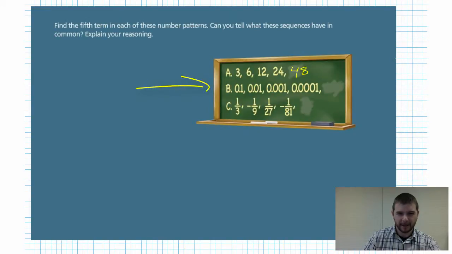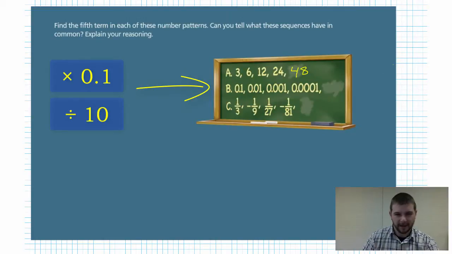B, 1/10 or 0.1, 1/100th or 0.01, 1/1000th, 0.001, and 1/10,000th, 0.0001. Well, this pattern seems pretty obvious, even if we don't recognize that we can multiply each of these values by 1/10 to get the next value. That could also be thought of as dividing each of these by 10 to get the next value. But just looking at the pattern visually, we would see that we're adding a 0 each time.